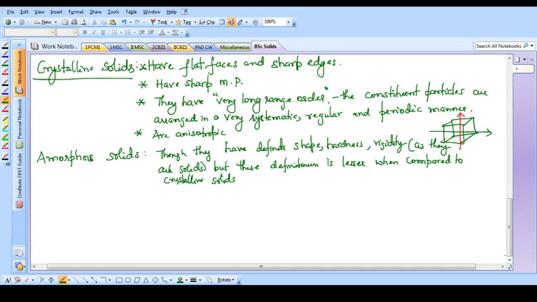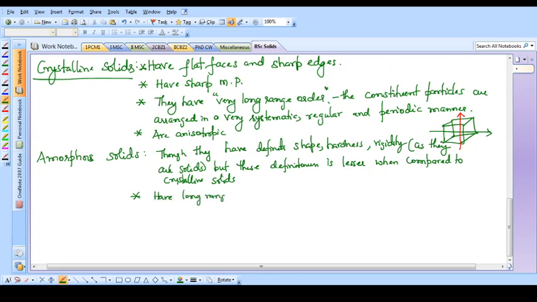And how we physically distinguish or identify an amorphous solid is they do not have flat surfaces, they do not have sharp edges, they are very soft. The best example is the talcum powder that we use in our daily usage. Okay, that is the best example for amorphous solid.